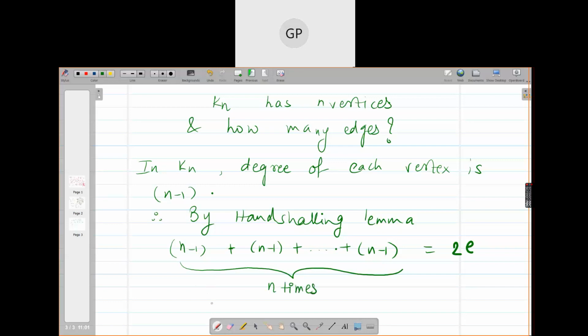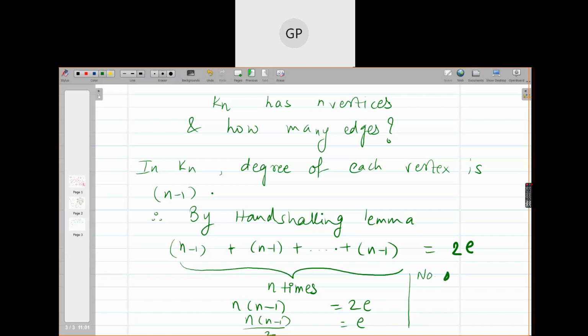So n times n minus 1 is nothing but n into n minus 1. Yes or no? Yes, ma'am. And therefore what is E? N into n minus 1 by 2. So the number of edges in a complete graph on n vertices is n into n minus 1 by 2. Exactly. The number of edges in a complete graph Kn is n into n minus 1 upon 2.